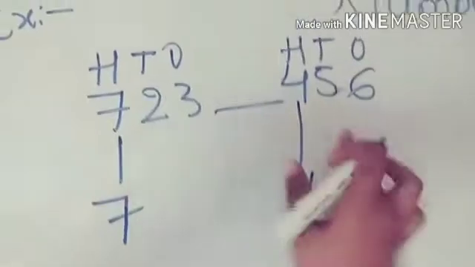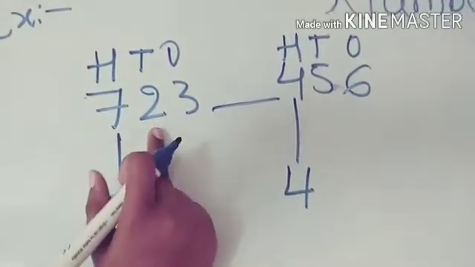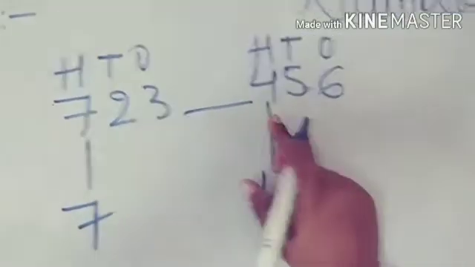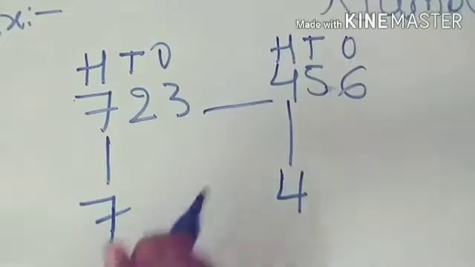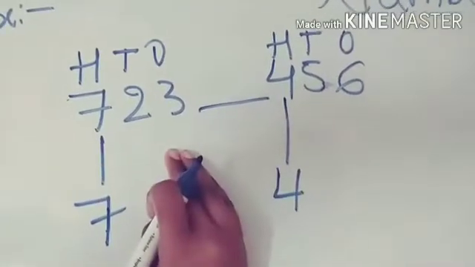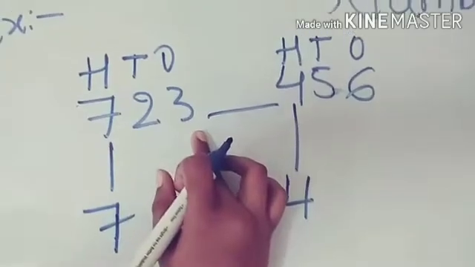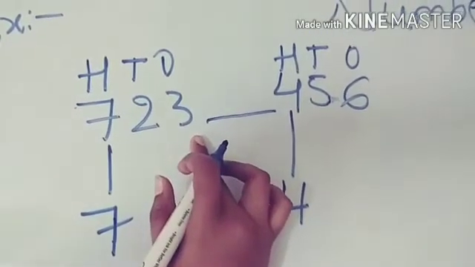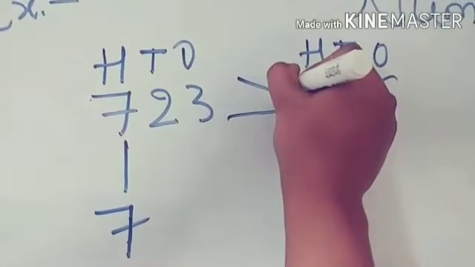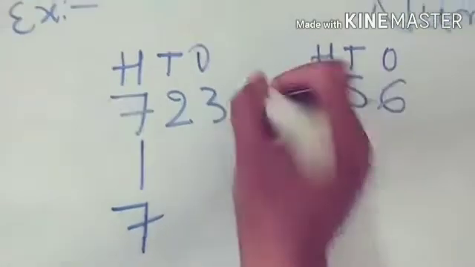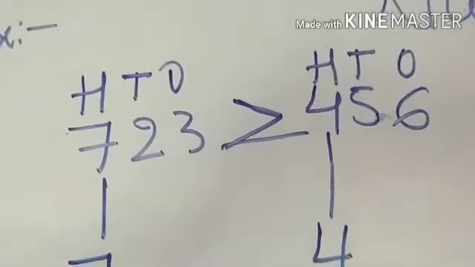So students, read this number. Yes, 723, and 456. Here which one is a bigger number? Yes, 723 is a bigger number. So the mouth will open towards the bigger number. Understood children?